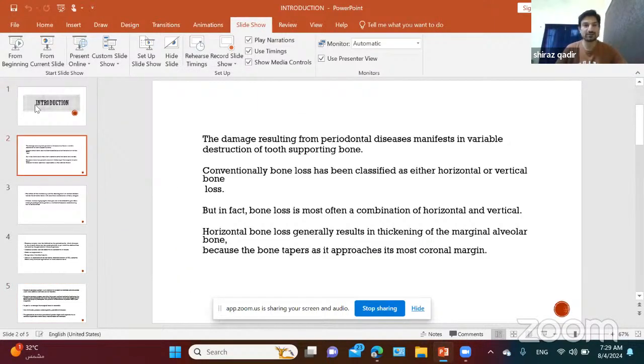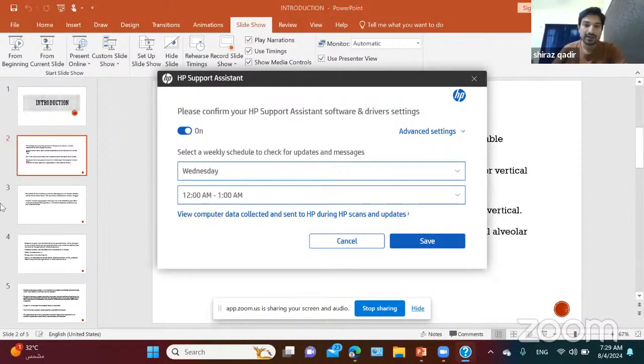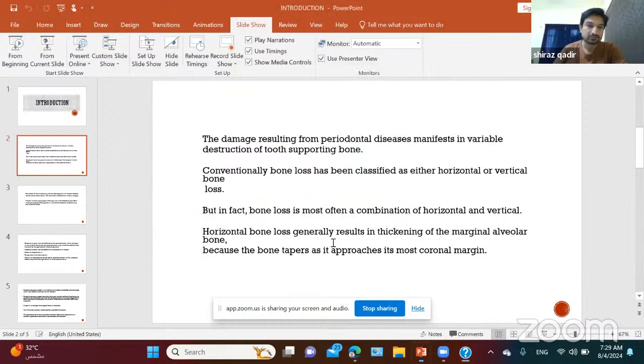So, resective osseous surgery, right? The damage resulting from periodontal diseases manifests itself in various destruction of the tooth supporting structure. Conventionally, bone loss has been classified as either horizontal or vertical bone loss. But in fact, the bone loss is most often a combination of horizontal and vertical.